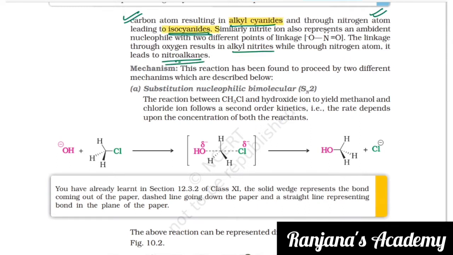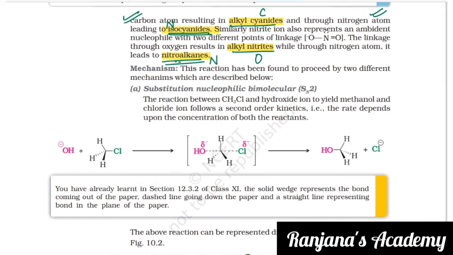Very important. So you have to see what is that. Alkyl cyanides when it reacts with carbon. When it is the nitrogen, it is isocyanides. Likewise, for alkyl nitrites, it is oxygen, and for nitroalkanes, it is with nitrogen. So you have to understand that. Clear? Okay. Now let us see the mechanism.